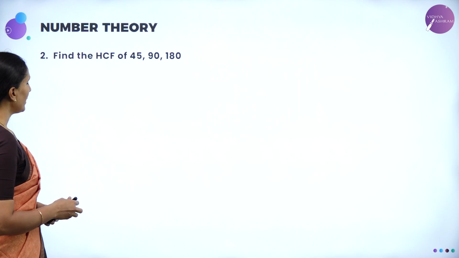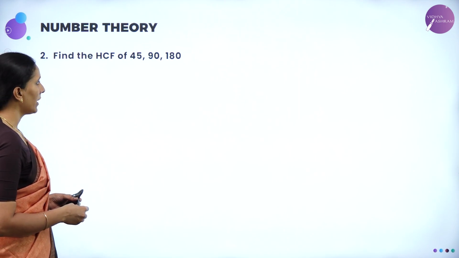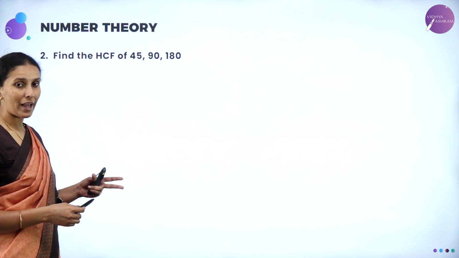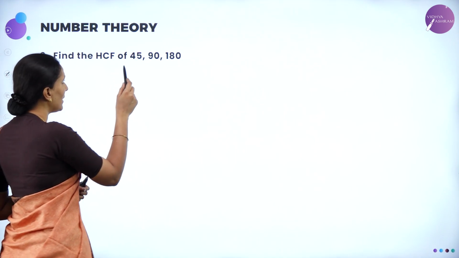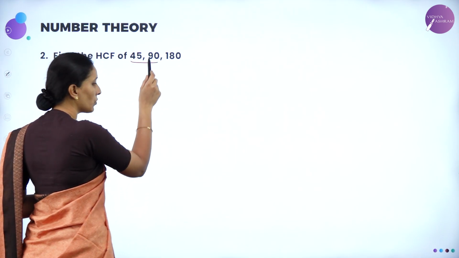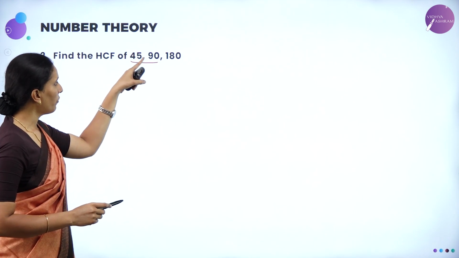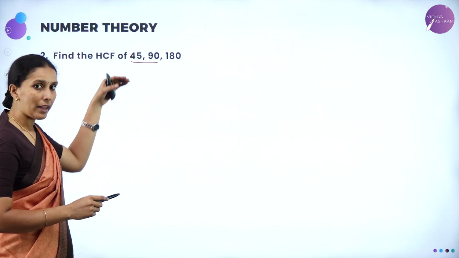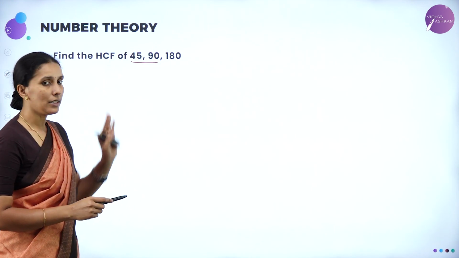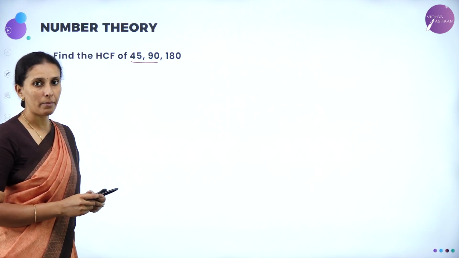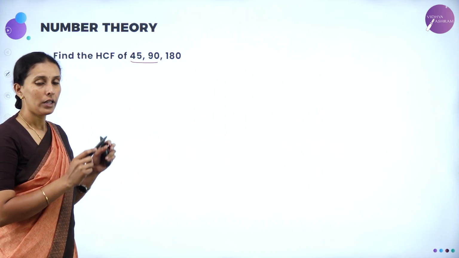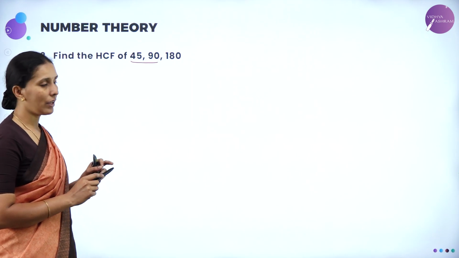Next, find the HCF of 45, 90, 180. So we have three numbers here. First let us find the HCF of these two numbers, and then by that HCF you should divide the third one. So then you will get the last remainder as 0. Then we can conclude the given value is the HCF of the given numbers.